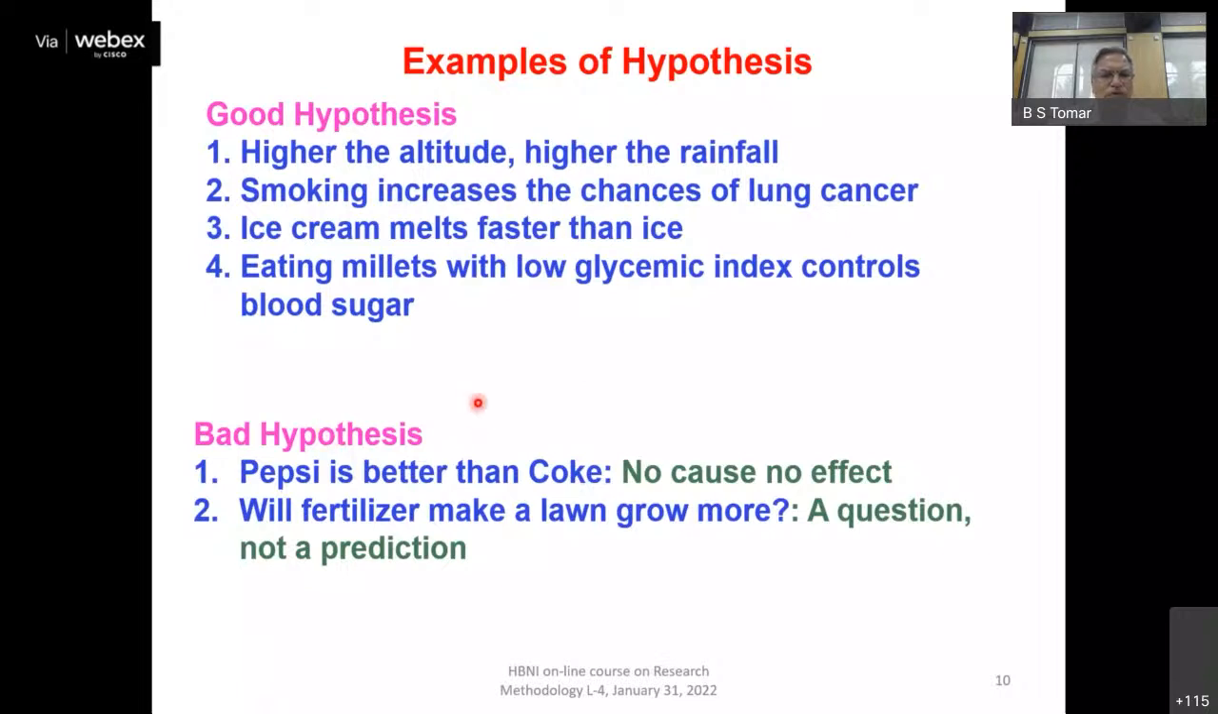But then there are examples of bad hypotheses, like Pepsi is better than Coke. No, this is not a proper hypothesis. This is a statement, but there is no cause and there is no effect. So this kind of hypotheses are not proper ones. Will fertilizer make a lawn grow more? So this is not a hypothesis. It is a question. It is not a prediction. So when you make a statement of a hypothesis, it should be simple and it should be giving you options. So these are not proper hypotheses.